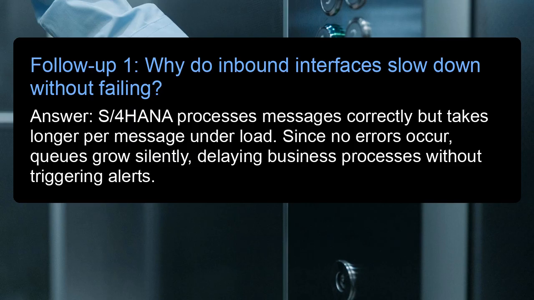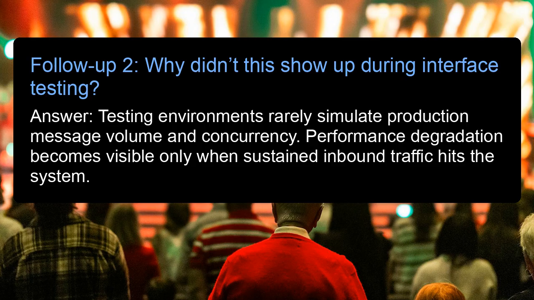Follow-up 1. Why do inbound interfaces slow down without failing? Answer: S/4HANA processes messages correctly but takes longer per message under load. Since no errors occur, queues grow silently, delaying business processes without triggering alerts. Follow-up 2. Why didn't this show up during interface testing? Answer: testing environments rarely simulate production message volume and concurrency. Performance degradation becomes visible only when sustained inbound traffic hits the system.